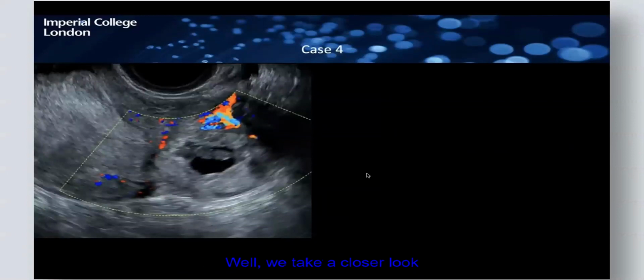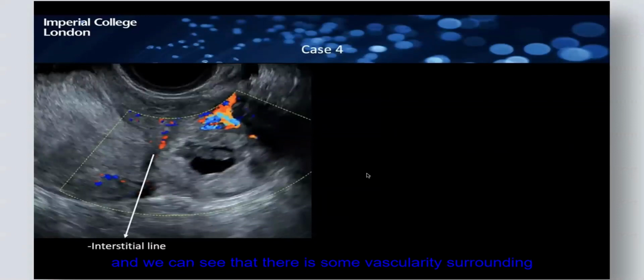Well, we take a closer look and we can see that there is some vascularity surrounding the mass. And we also can see that the mass connects to the cavity with what we call an interstitial line.